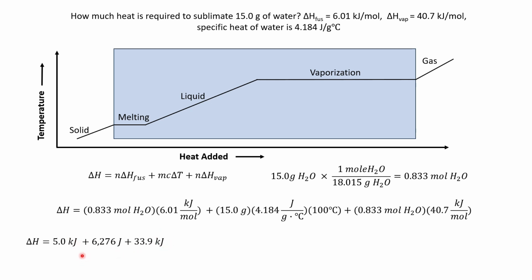Remember, when you are adding numbers together, your units must match. So the first thing that I need to do before I add these together is convert this joules into kilojoules. Okay, so here's everything in kilojoules. Now I'm ready to add everything together. And it's going to take 45.2 kilojoules of energy to sublimate that 15 grams of water.